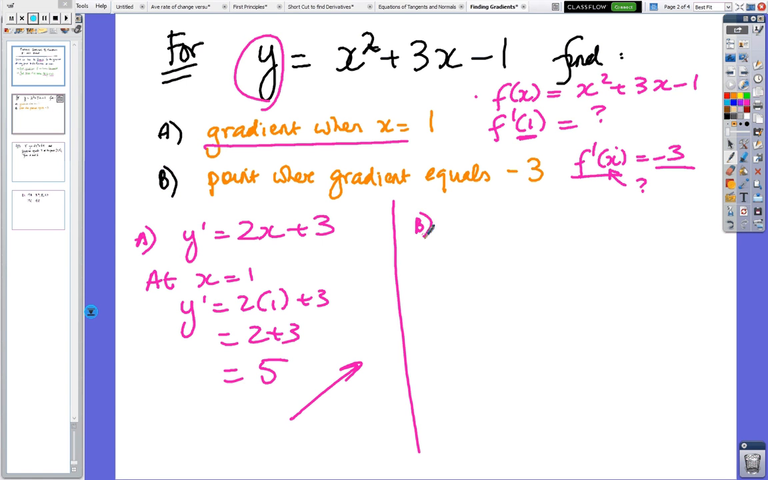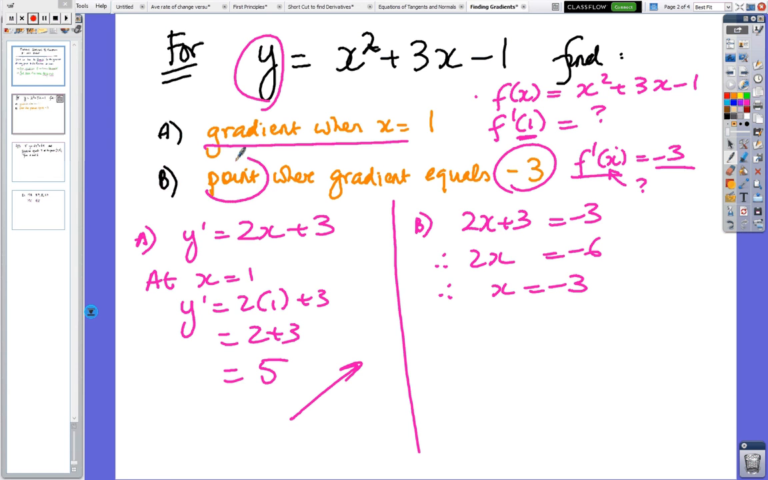Okay, part B, I've got 2x plus 3 is the gradient formula, and this time it equals minus 3. So 2x equals minus 6, so x equals minus 3. And have I answered the question? No, because it says find the point. So we've got the x value, and now we've got to find the y value.